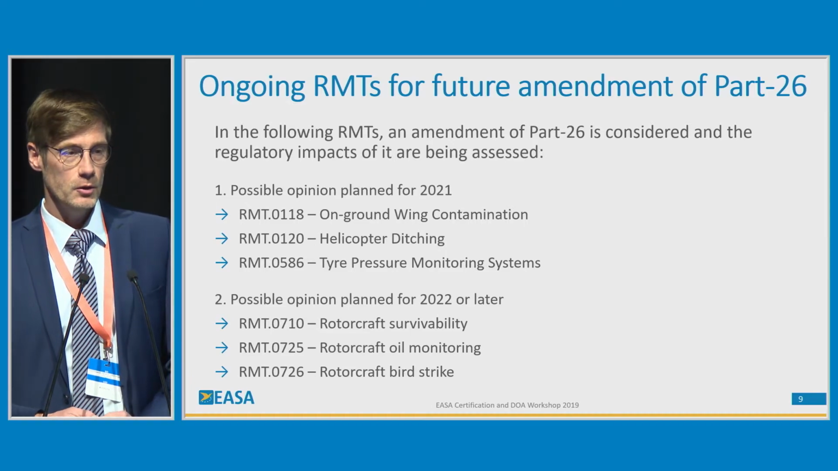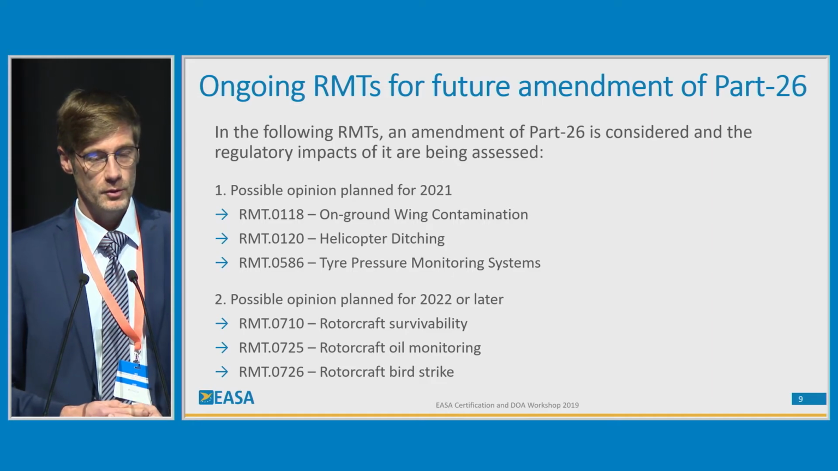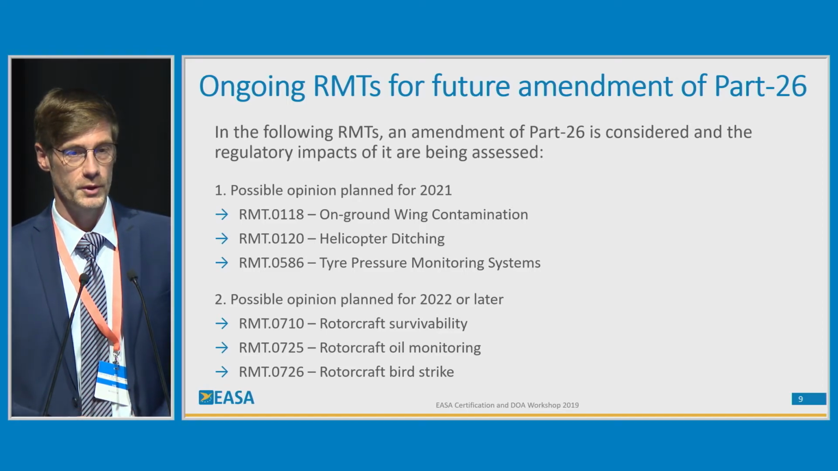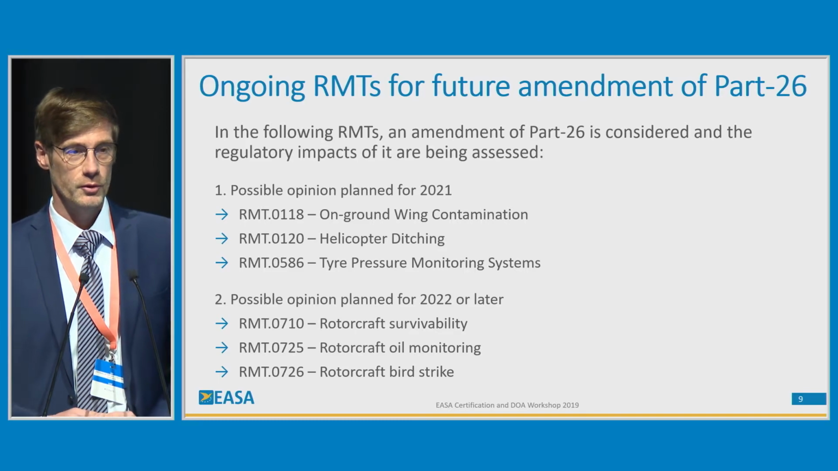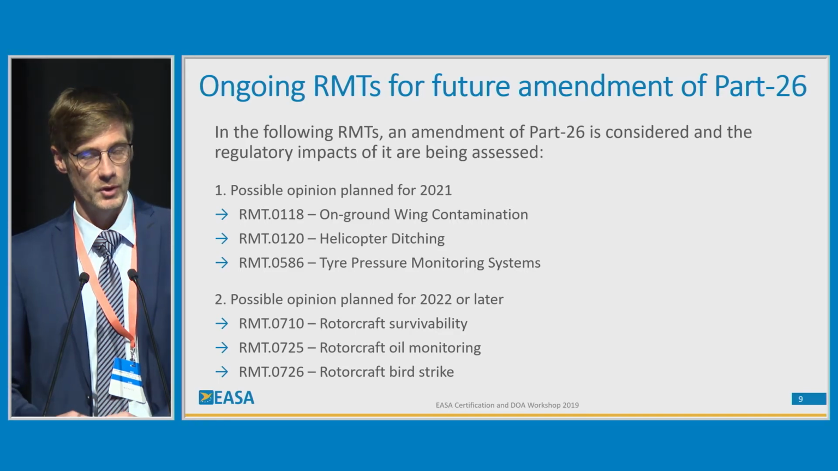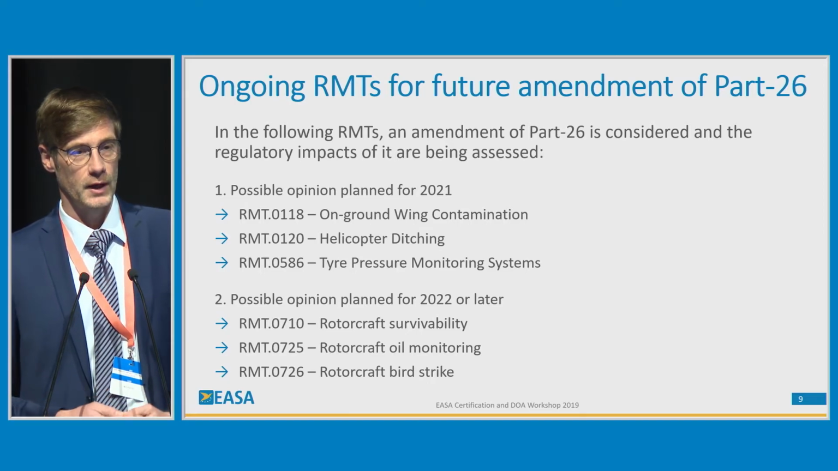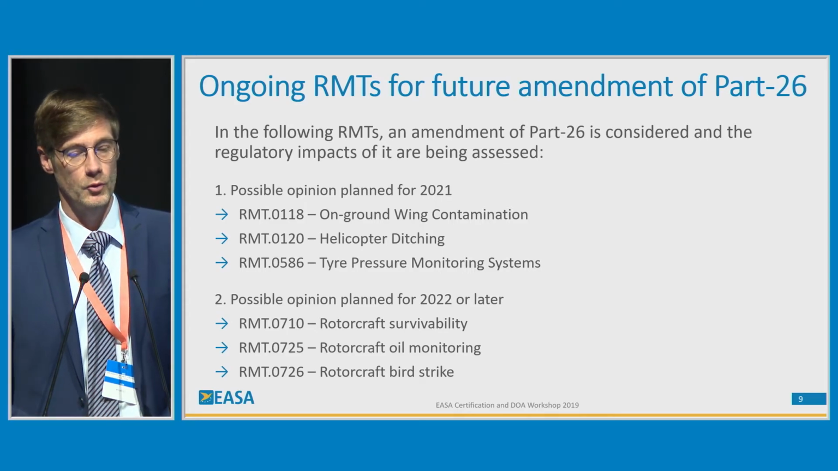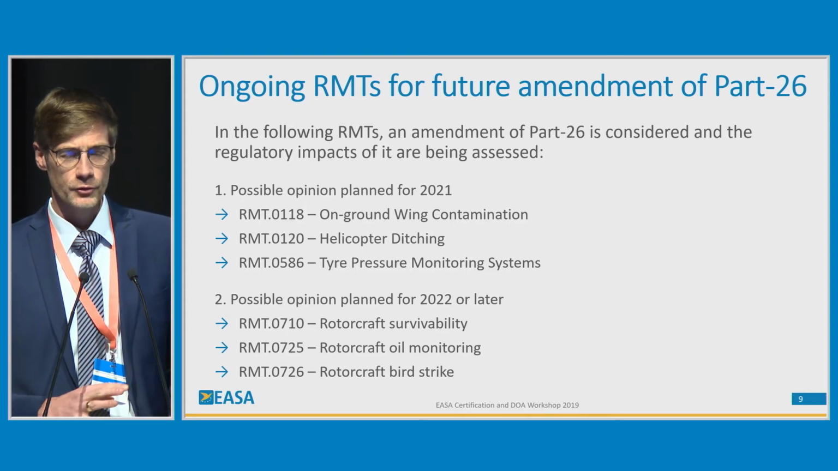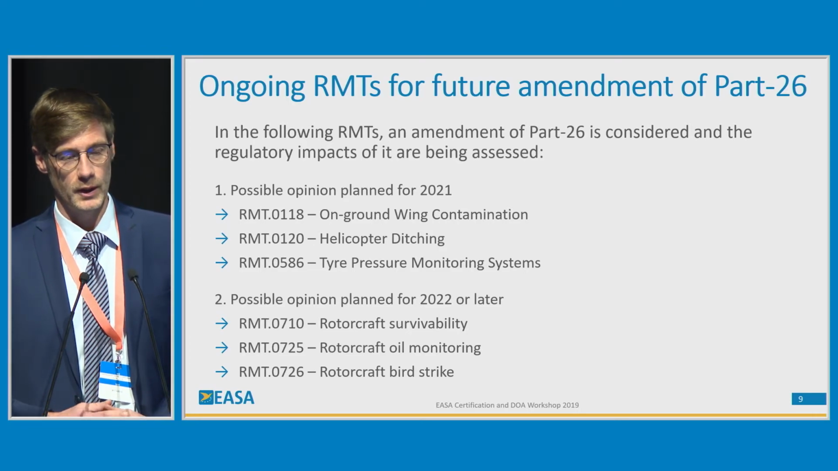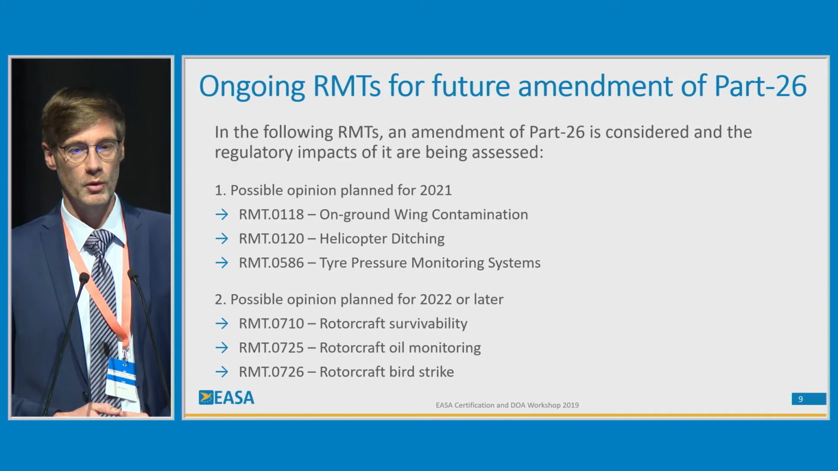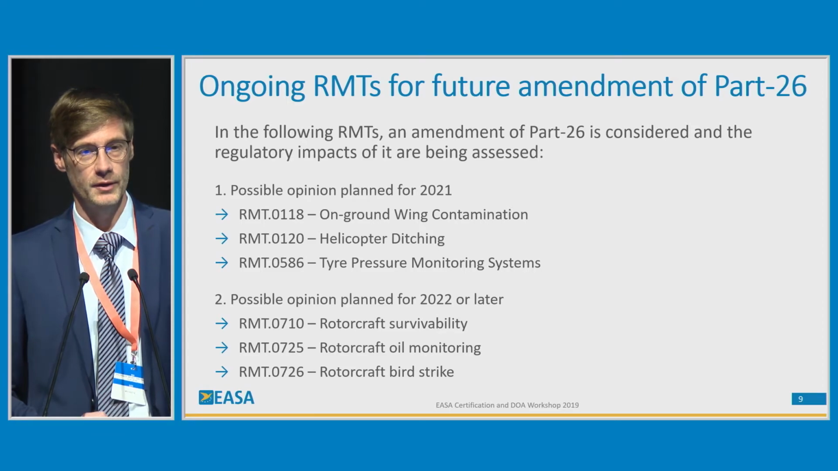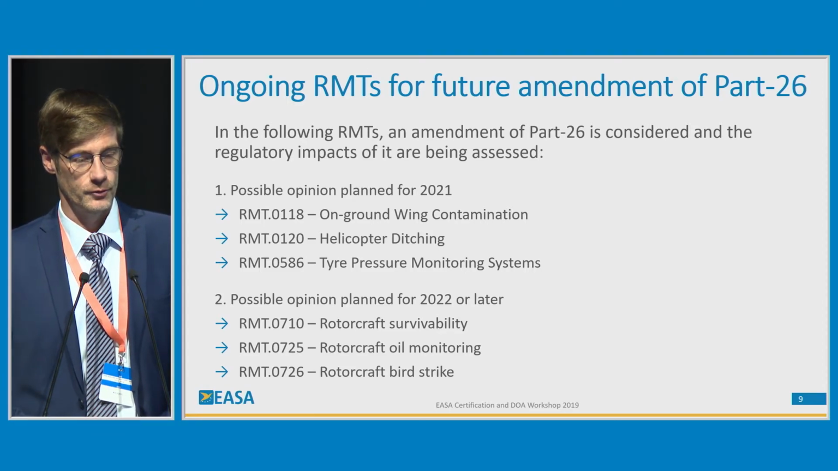For helicopter ditching, we are still in the middle of the regulatory impact assessment. There we plan the NPA, the Notice of Proposed Amendment, towards mid next year. And for tire pressure monitoring system, we have concluded the impact assessment and we are preparing the NPA. And there you will find a proposal for a small amendment in relation to the ICAs for tire pressure monitoring systems. So for the first and third topics, probably no or very minimal impact on Part 26. Helicopter ditching we have to see, but I expect that this will result in some Part 26 changes.